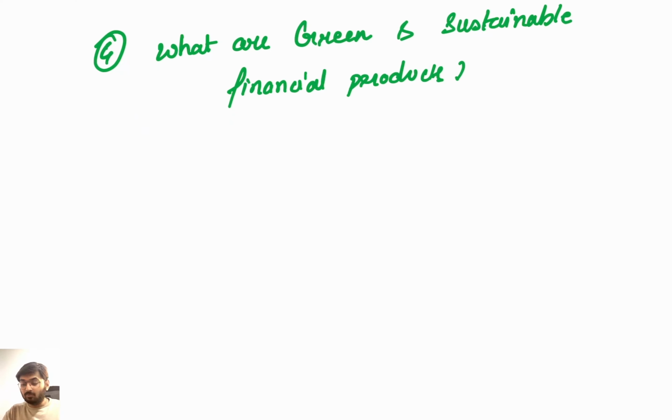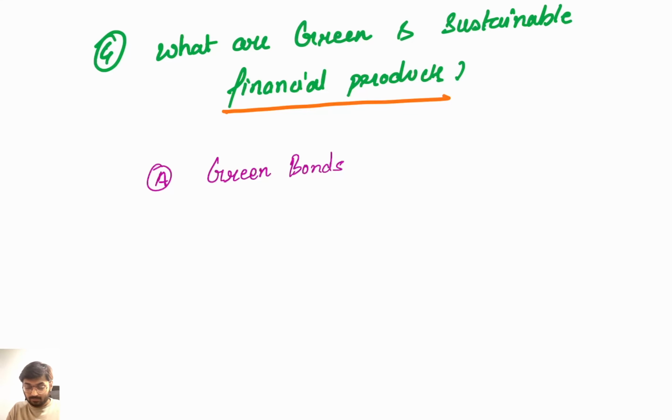See, when I say product, it means in what way you will raise the money which you can invest in the projects which are green, which are sustainable, which are beneficial for the environment as a whole. So write down, point number A is your green bonds. Clear? Then write down number B, it is your social bonds. Then we have sustainability bonds.